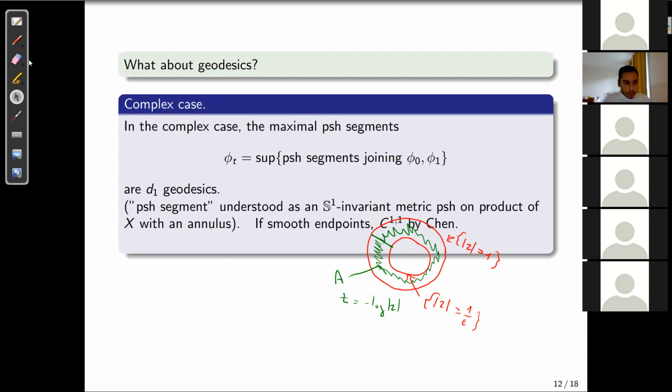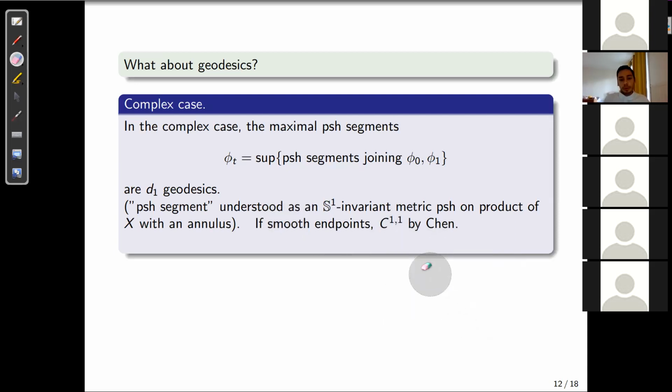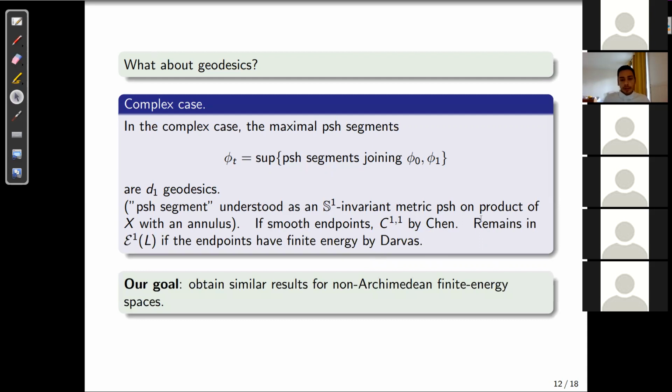And so for regularity issues, as we mentioned before, if the endpoints are smooth, then our geodesic is going to be C^{1,1} at best. And if the endpoints simply have finite energy, then the geodesic is going to have finite energy for all time. Now we want some similar results, so we want to construct a geodesic like this. We want to show that they are D1, and we want to study some regularity questions.